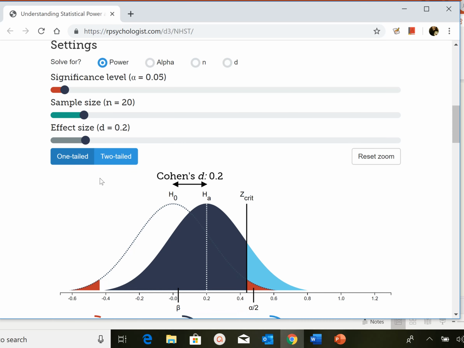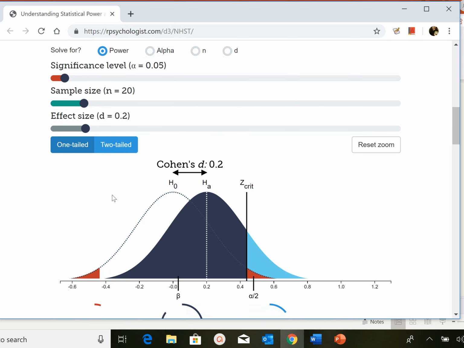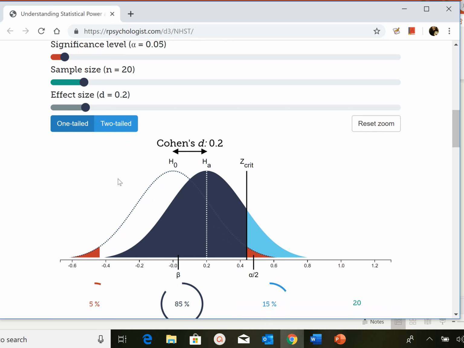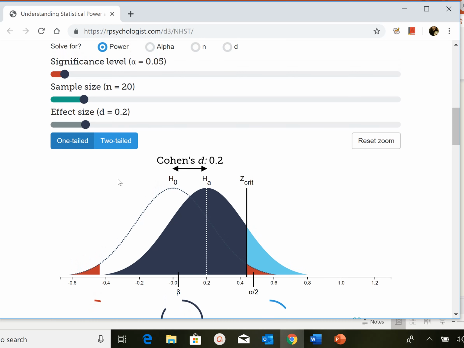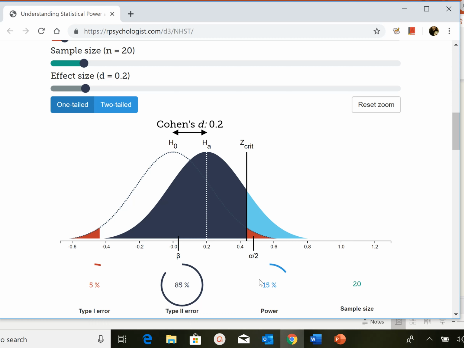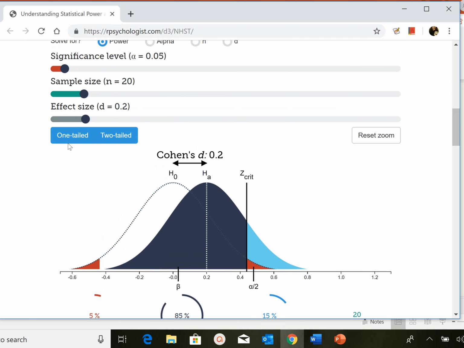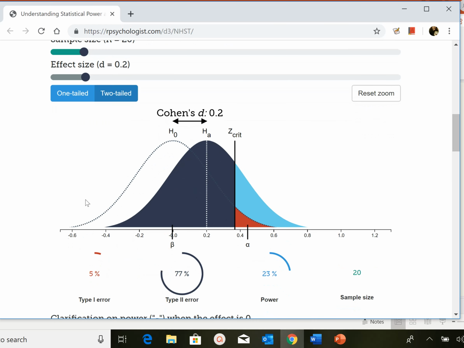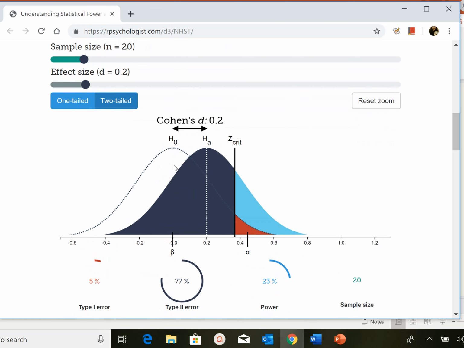Also, whether it's a one-tailed or a two-tailed test has some impact on power in the direction that the researcher might have predicted. So a two-tailed test here with an effect size of 0.2, a small effect size, a sample size of 20, a small sample, and an alpha of 0.05 really doesn't give you a lot of statistical power. If we switch to a one-tailed test, we'll get a bit more. You see it went up a little bit, but it's still not a lot.